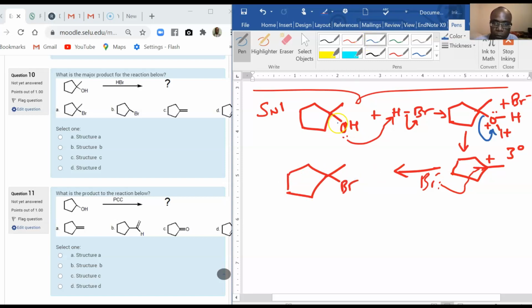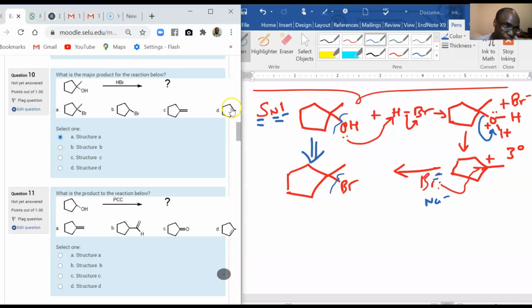So overall, you're moving from the alcohol to the alkyl halide. The OH is replaced by Br, so it's a substitution. Unimolecular because you're going through a carbocation. Nucleophilic because now Br minus here is a nucleophile. Substitution because you're substituting OH with Br. So the answer here should be structure A.